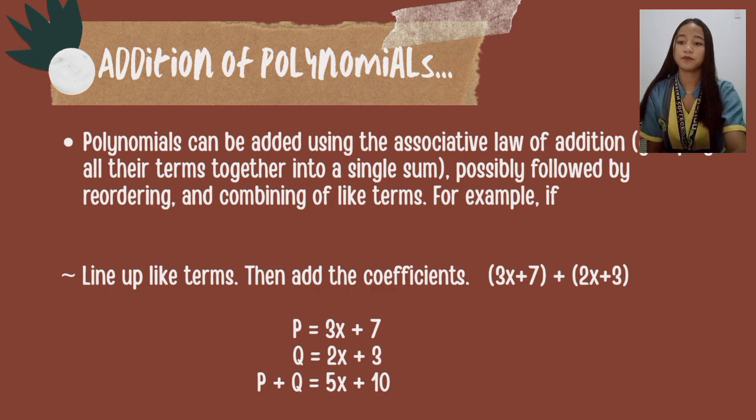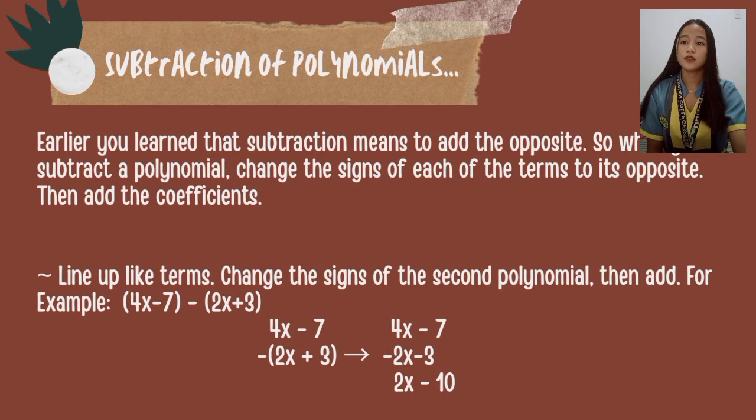So next, subtraction of polynomials. Earlier, you learned that subtraction means to add the opposite. So when you subtract a polynomial, change the sign of each term to its opposite, then add the coefficients. For example, change the sign of the second polynomial and then add. Example, 4x minus 7 minus 2x plus 3.